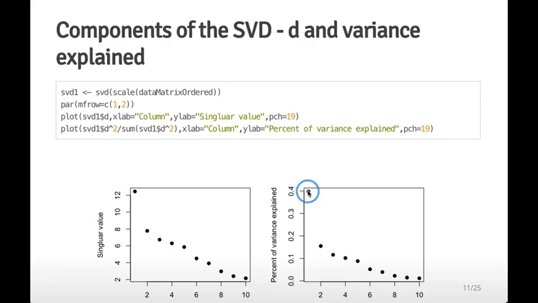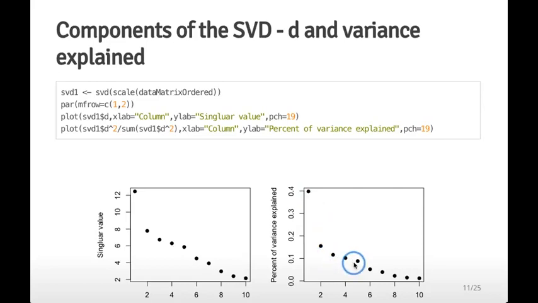So what you can see is that the first right and left singular vector together explain about 40% of the variance in that matrix. The second right and left singular vectors explain much less variance. They only explain about 15% of the variance in the matrix, and so forth. This is an important plot because you can actually see how many patterns appear to explain most of the variation in the data set.